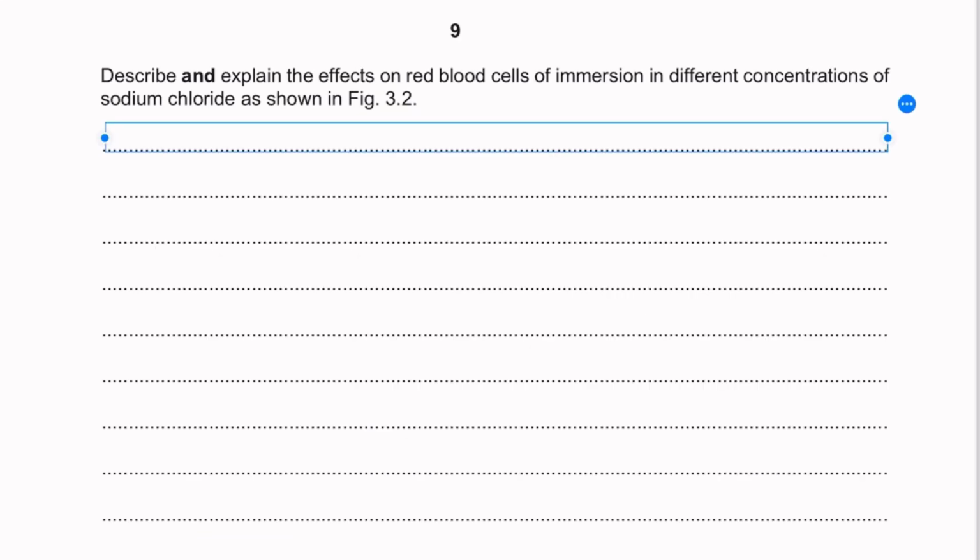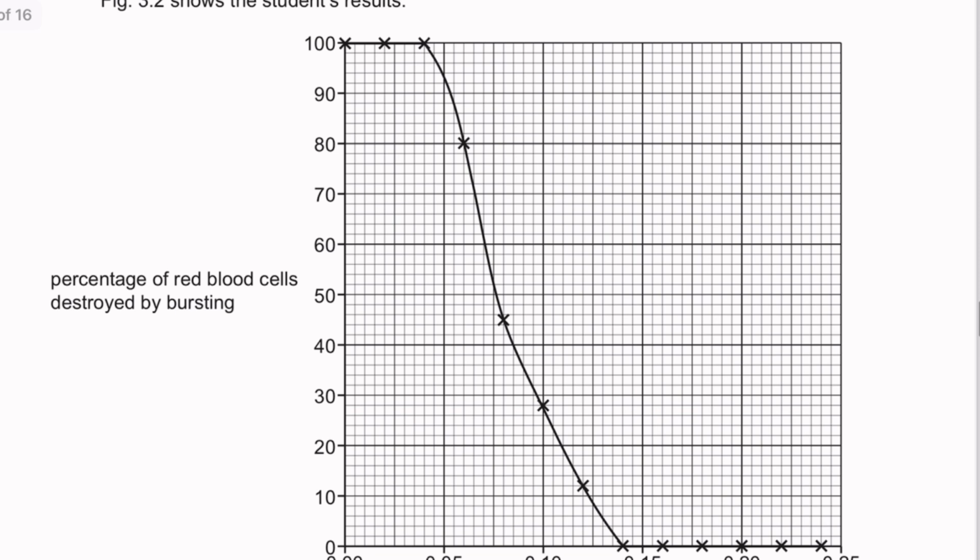Could you describe and explain the effects of red blood cells on immersion in different concentrations of sodium chloride as shown in figure 3.2? Sure thing. Okay, let's look at figure 3.2. Just analyze this in our heads and then write down any analysis we have there. Now we have to do two parts in this question, not just one. We need to describe and we need to explain.